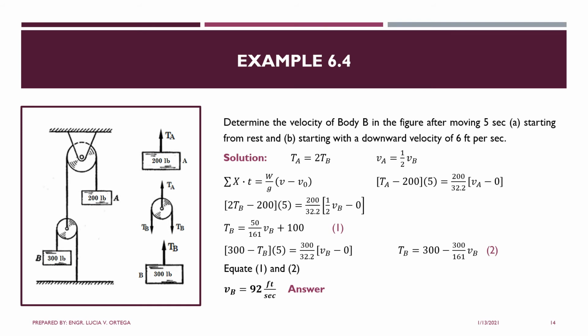Simplifying, we have equation 1. Applying the impulse momentum equation to block B, the 300 will cause positive impulse and the tension is negative impulse, times time equals mass W over G times the velocity. Simplifying, we have equation 2. And solving equations 1 and 2 simultaneously, or equating the two equations, will give you V sub B equals 92 feet per second.